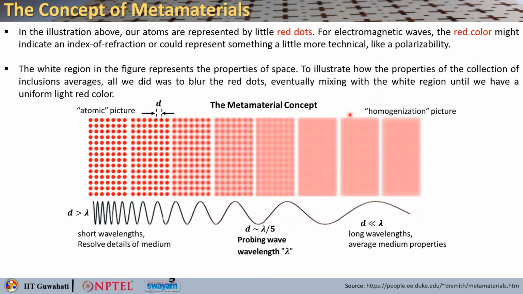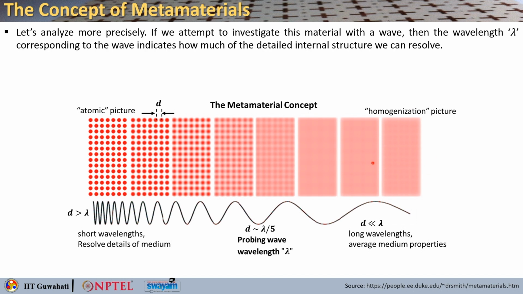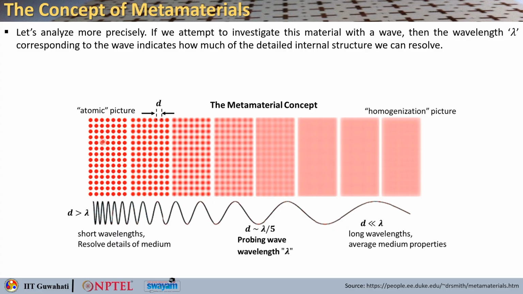So, this is where the homogenization is taking place, right. Now we understood how things are moving in that scale. Here distinct properties are there, every individual atom is seen, and here things are getting averaged out. So, let us analyze this more precisely.